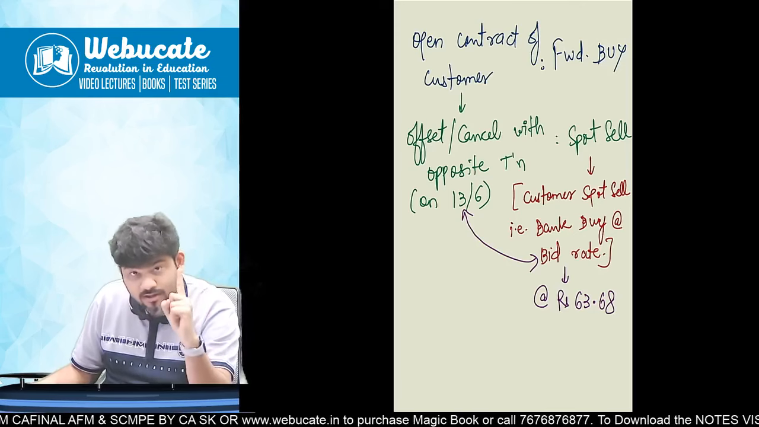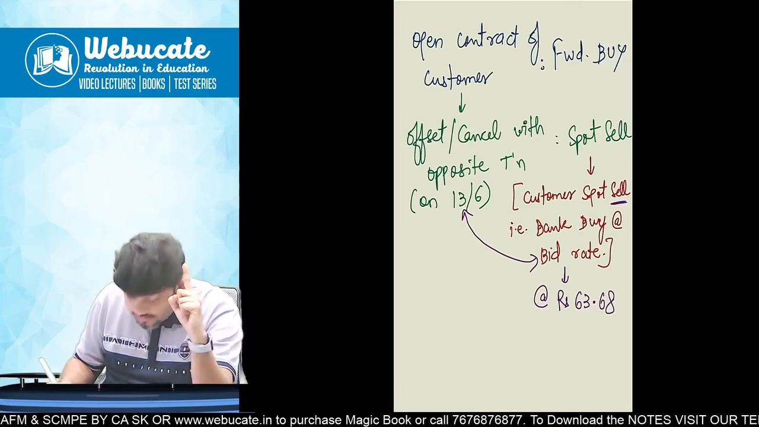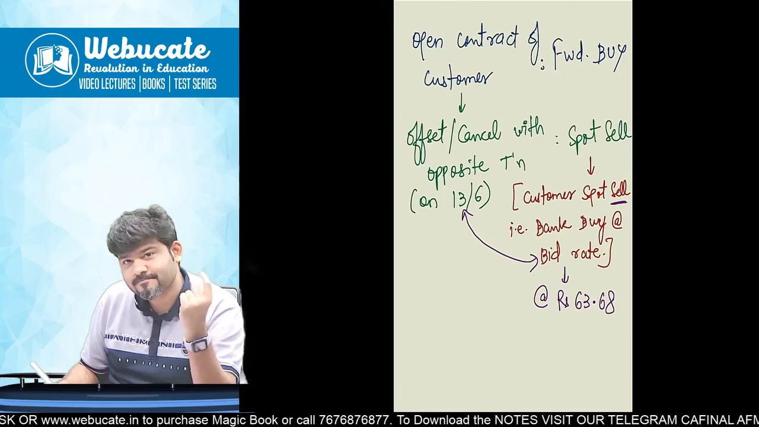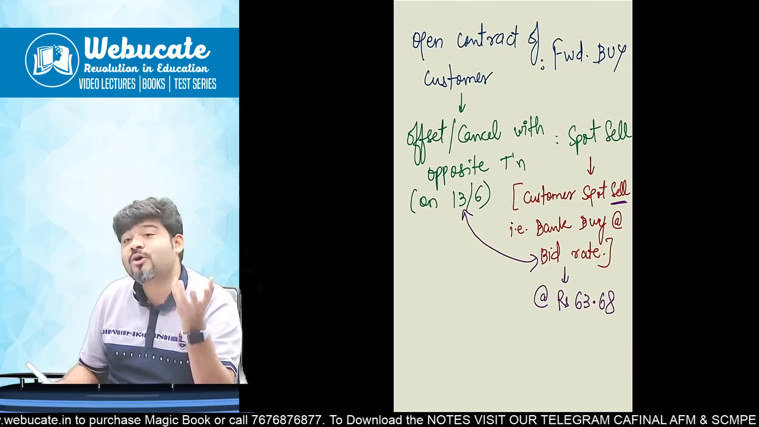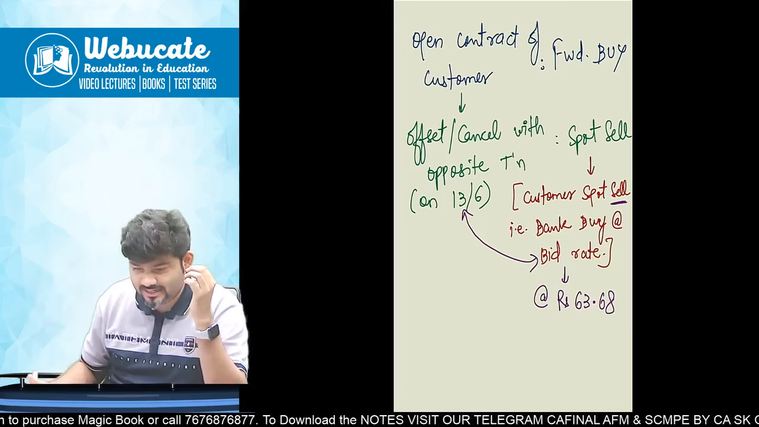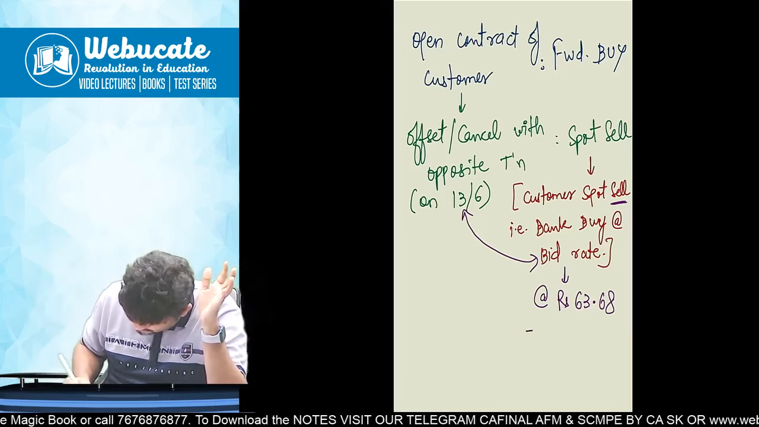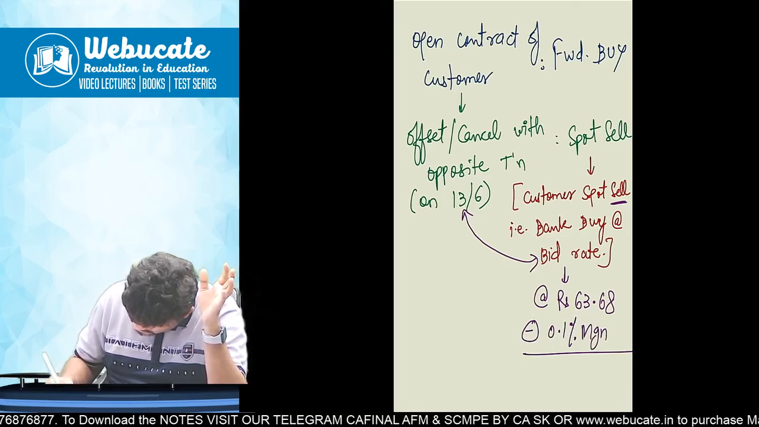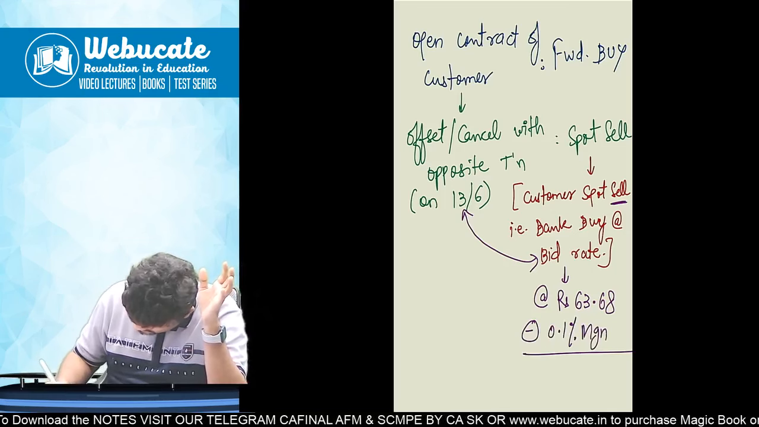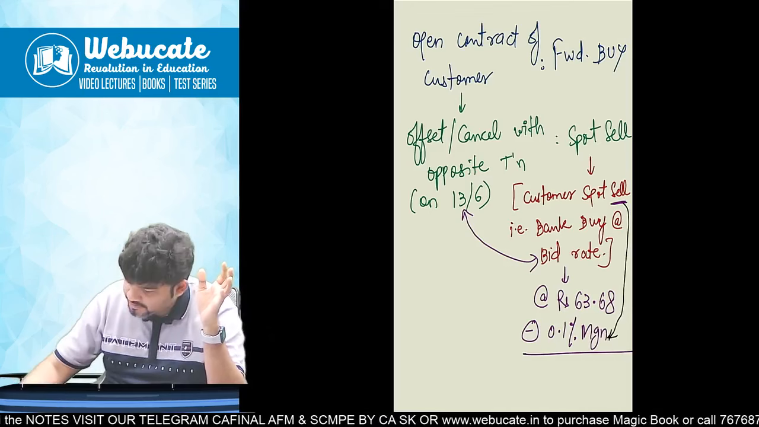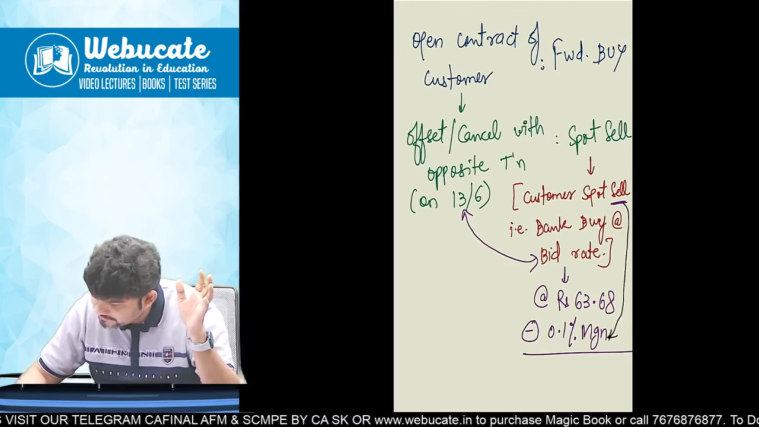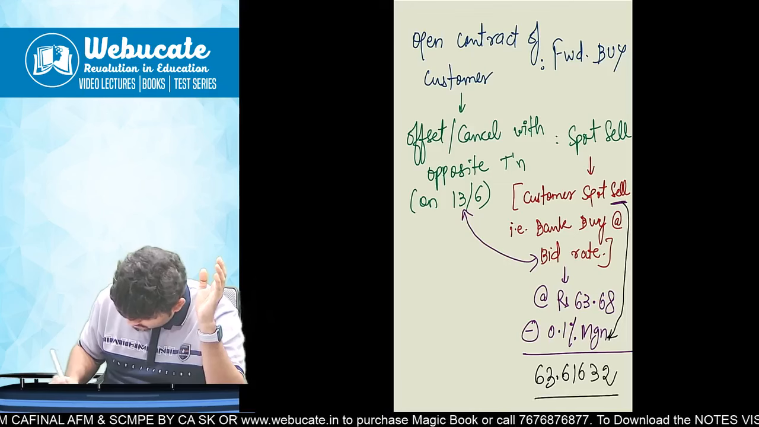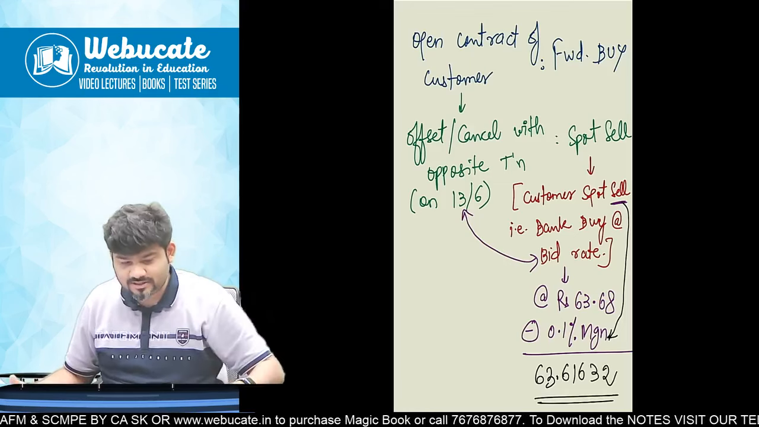Correct? Now see here, customer is selling. Bank is buying. So if customer is selling, pay attention. Customer is selling. So what will happen? Margin is to be reduced when sales happen. So 63.68 minus 0.1% margin. Okay. So 63.68 minus 0.1% will become 63.61632.